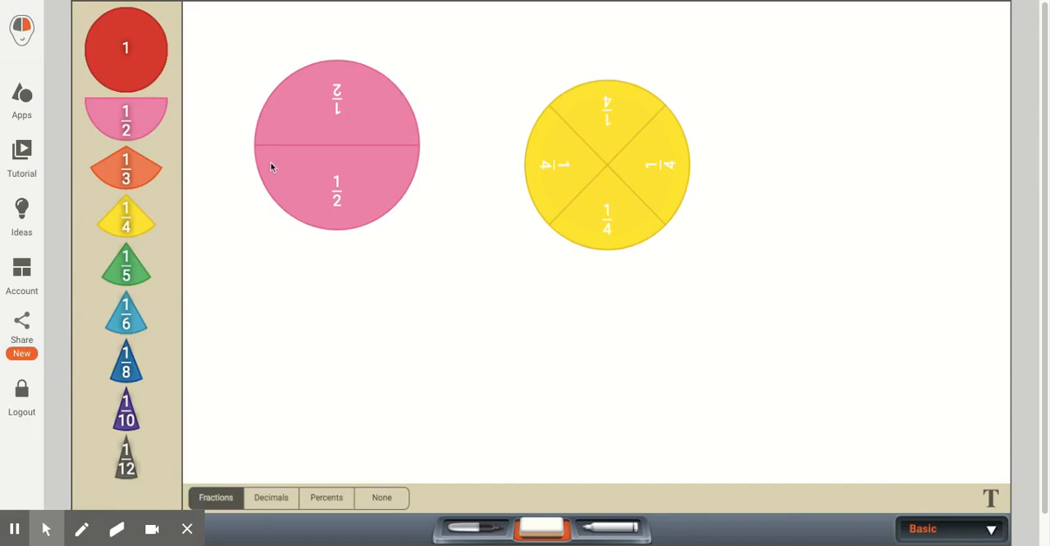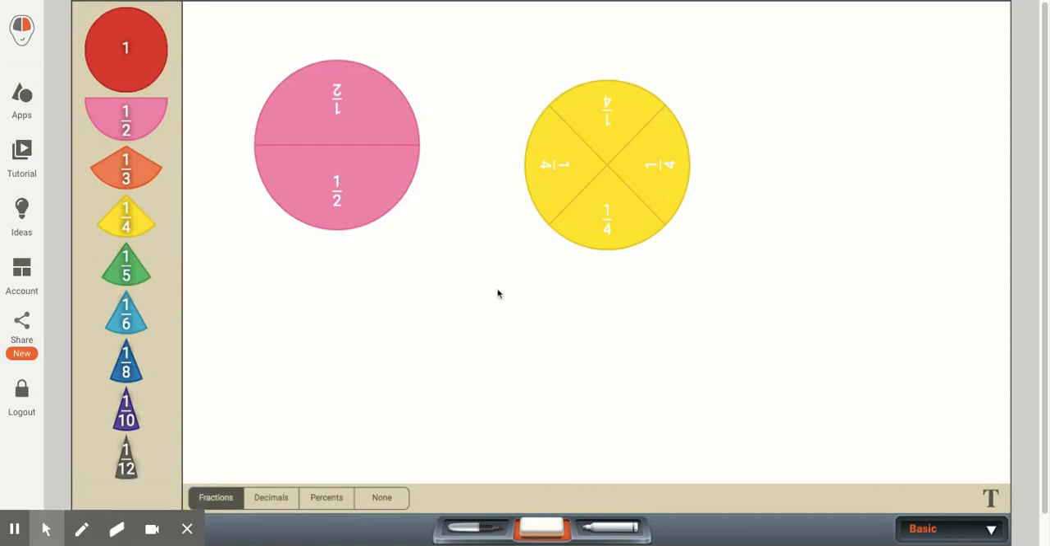And just one other point on this, these two halves are the exact same size because they came from the same whole. But let's say we had a larger circle, and when that larger circle is cut in half, half of that larger circle would not be equal to one half of this smaller circle.